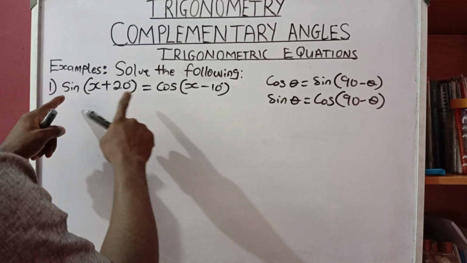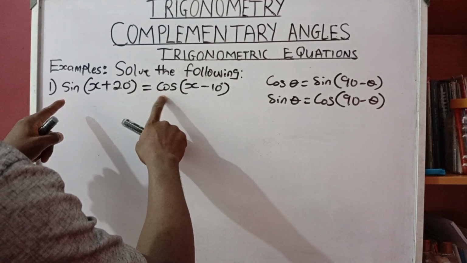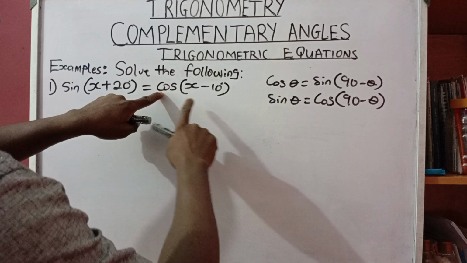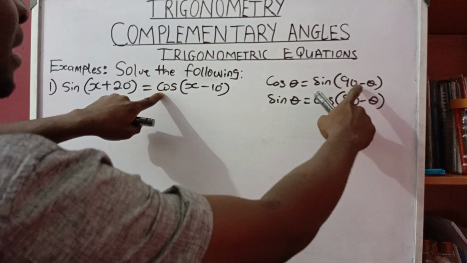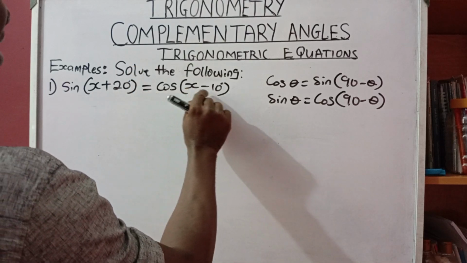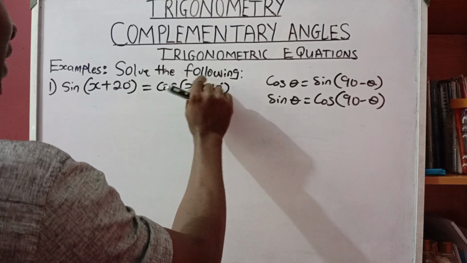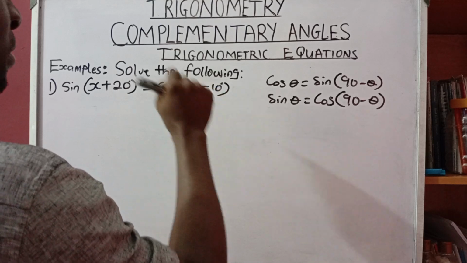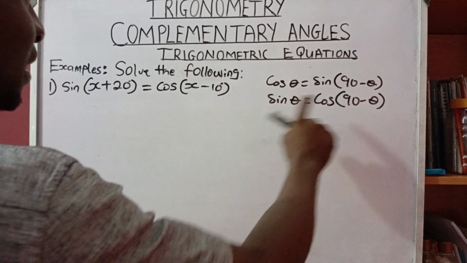Now, let me start with this particular one. To change this to sine, remember, when you have cos θ, you want to change it to sine. That will now be 90 minus the θ given. And what represents our θ here is the entire thing inside this bracket, just like this θ here represents the θ.